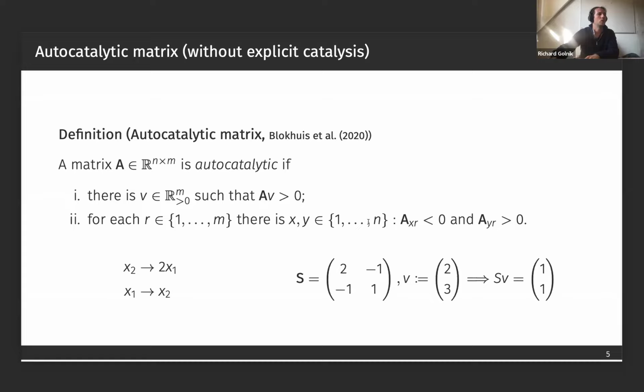And if you're not so familiar with the autocatalytic framework, here's an example. For example, if we have x2 goes to 2x1, and then x1 goes to x2, then we get this stoichiometric matrix. And with this vector, we obtain a strictly positive vector of net increase of all species involved in the system.